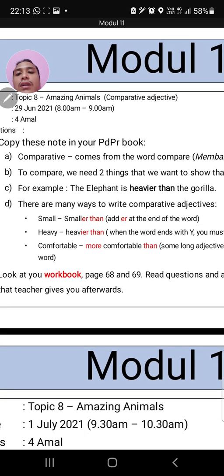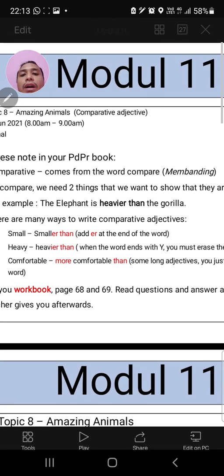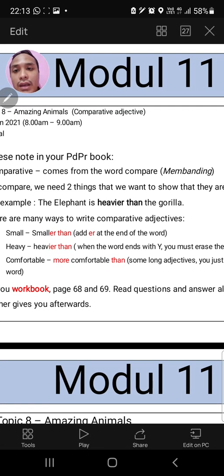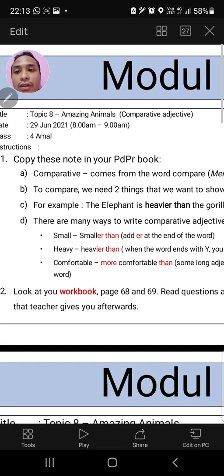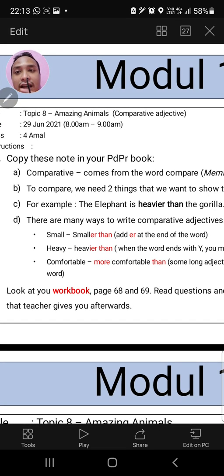Comparative comes from the word compare, membanding. Okay, maksudnya membanding. Membanding tu apa? Kita compare lah kan. Kita nak membanding beza. Contohnya, siapa lebih tinggi, siapa lebih baik, siapa lebih jahat. Macam tu. Kita nak membanding.